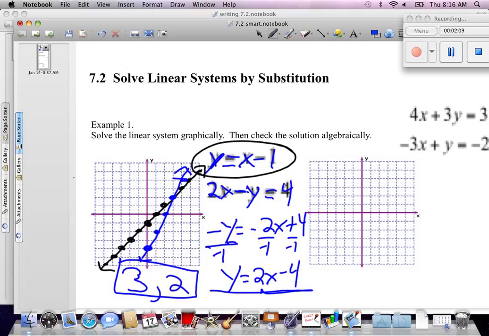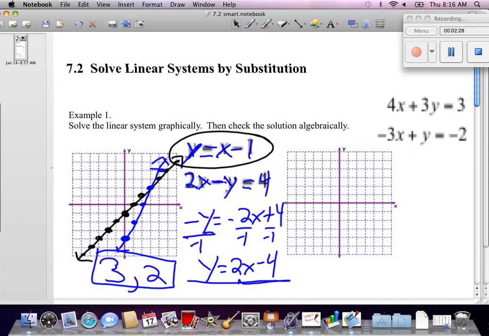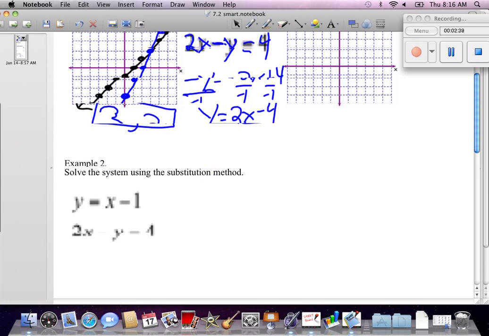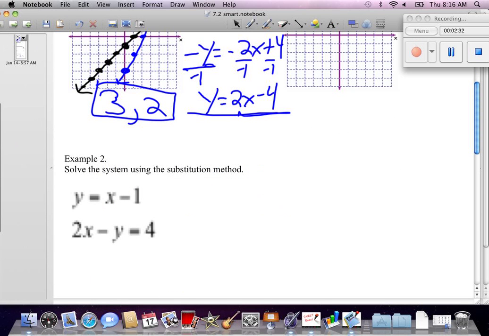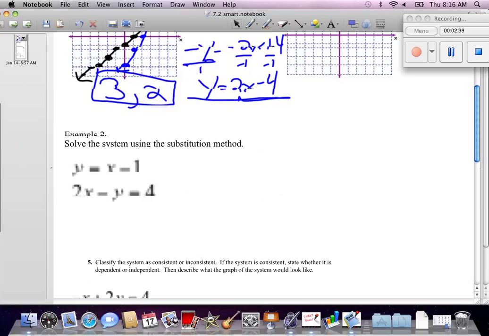Any questions? Okay. Now we're going to do this same problem, but we are going to do it by substitution. So if you will move down. We're going to move down to example 2. Do you see this problem? It's the exact same problem that we did for graphing, but now we're going to use substitution to do it.